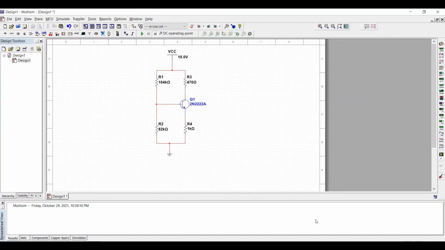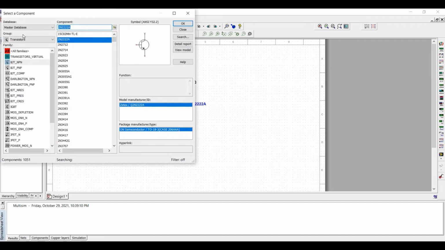To find out the practical values, you have to implement the voltage divider network using MultiSim. So here I have implemented it. I have put in the same values. You go to the basic components. There you have a transistor. Select the transistors. So go to BJT NPN and then select transistor 2N2222A as the transistor for simulation purpose.